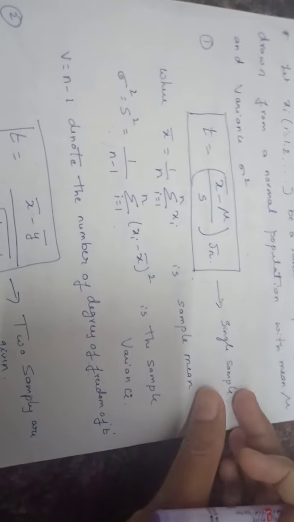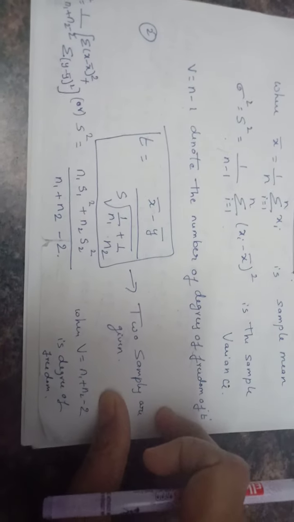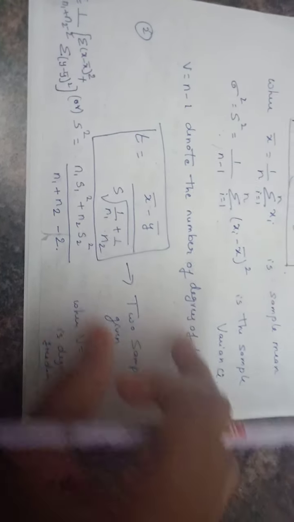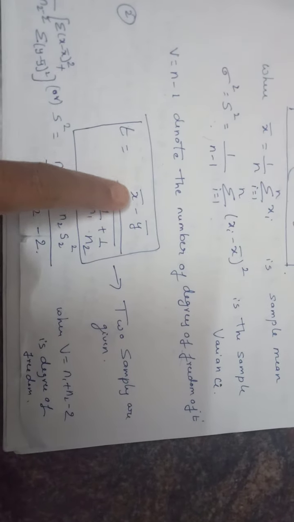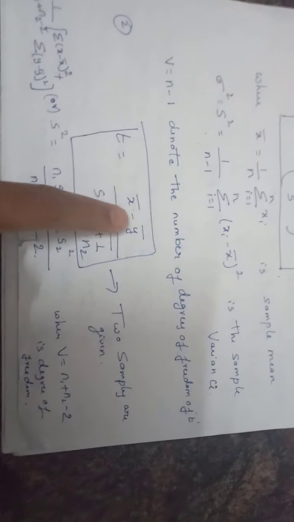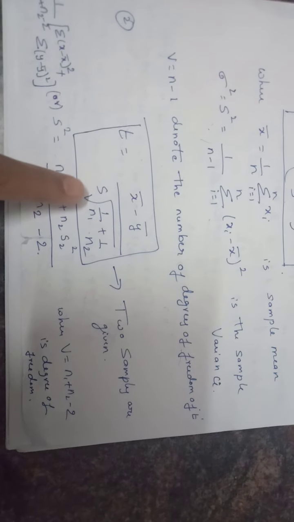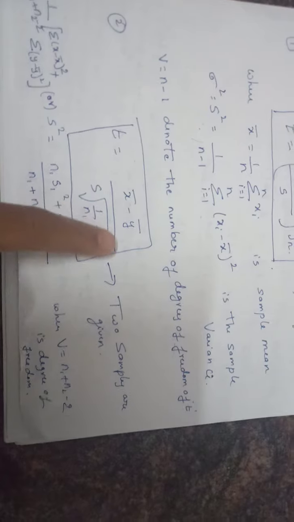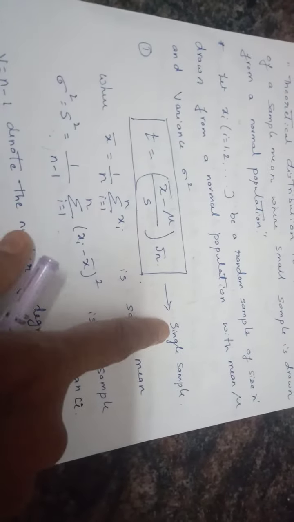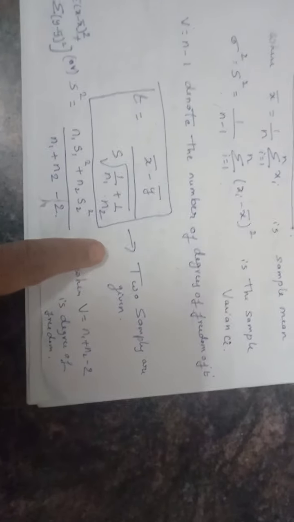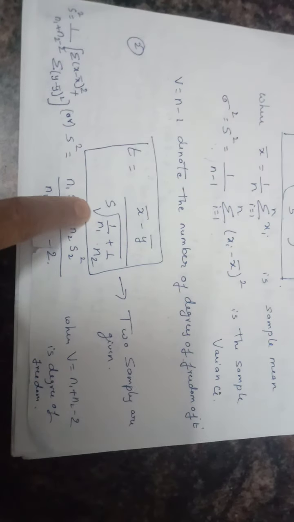Now here we discuss two types of problems: a single sample is given, or two samples are given. When two samples are given, for the student t distribution with two sample means x bar and y bar, t is x bar minus y bar by s into square root of 1 by n1 plus 1 by n2. The formula is different, so see the problem. If they ask for a single sample, we apply this formula, and in the case of two samples, we apply this formula.